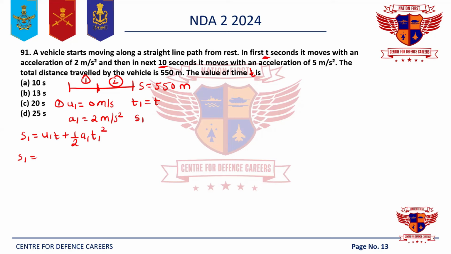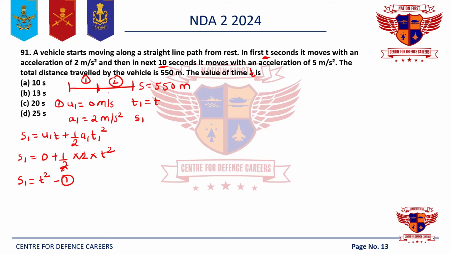Now, since U1 is equal to 0, this entire term becomes 0. We have half, A1 is 2 and T1 is t, so t square. So we can cancel these two and then we get S1 equal to t square. Let's call this equation 1.